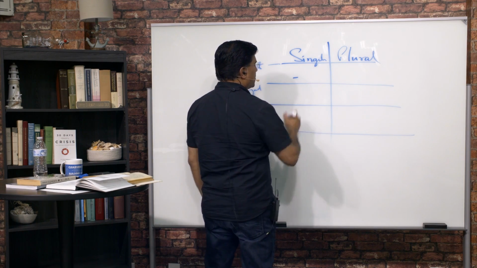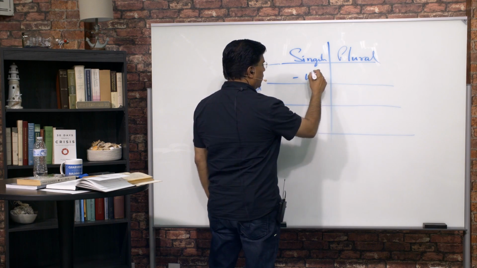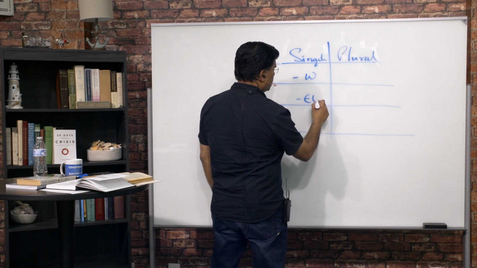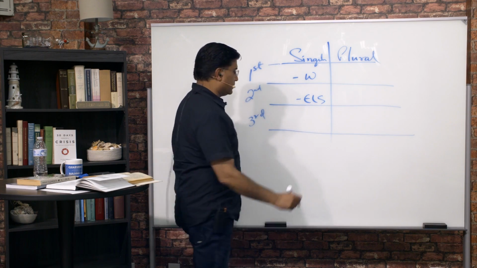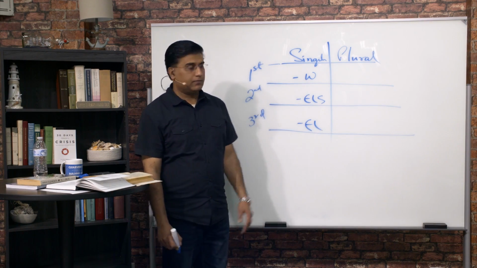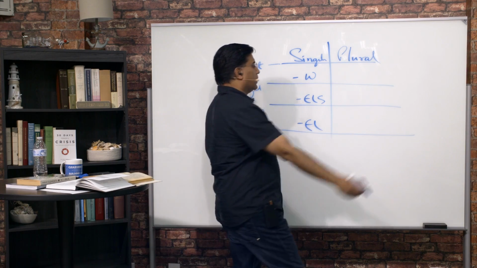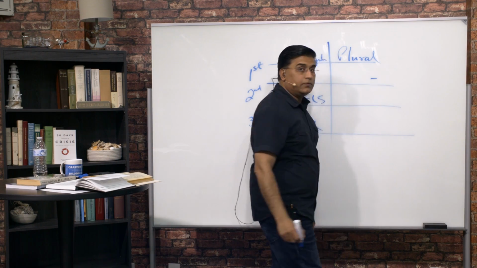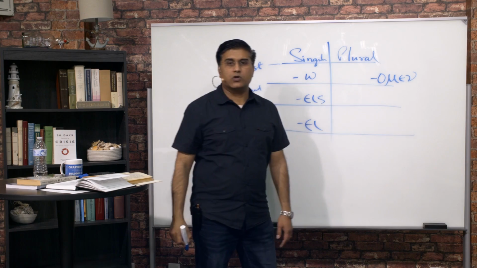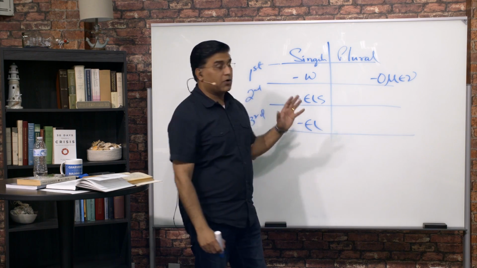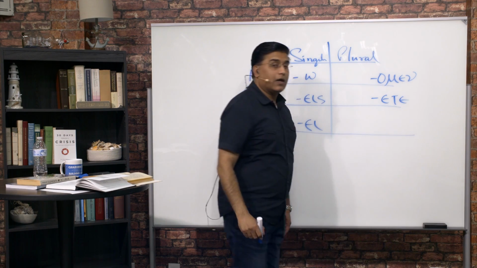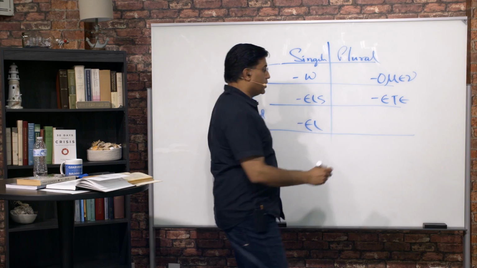But for first person singular, O. Second person singular, ace. Third person singular, A. O, ace, A. First person plural, amen. Second person plural, ete. And third person plural, usin.